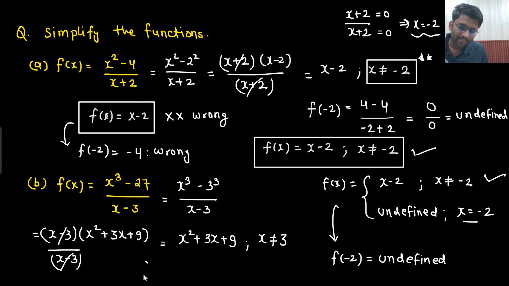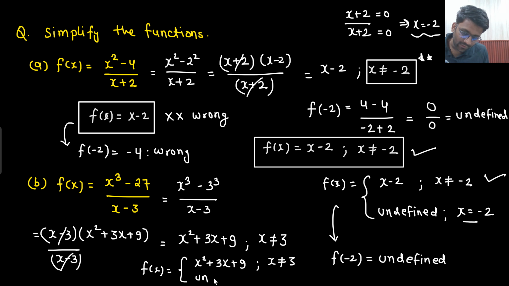Definition would be that if I define f(x), it will go somewhat like this: x square plus 3x plus 9 if x is not equals to 3, or it will be undefined when x is equals to 3. Why x cannot be equals to 3? Because you know that x minus 3 will become 0. When will it become 0? When x equals to 3. So when x is equals to 3, at that time it will be undefined.